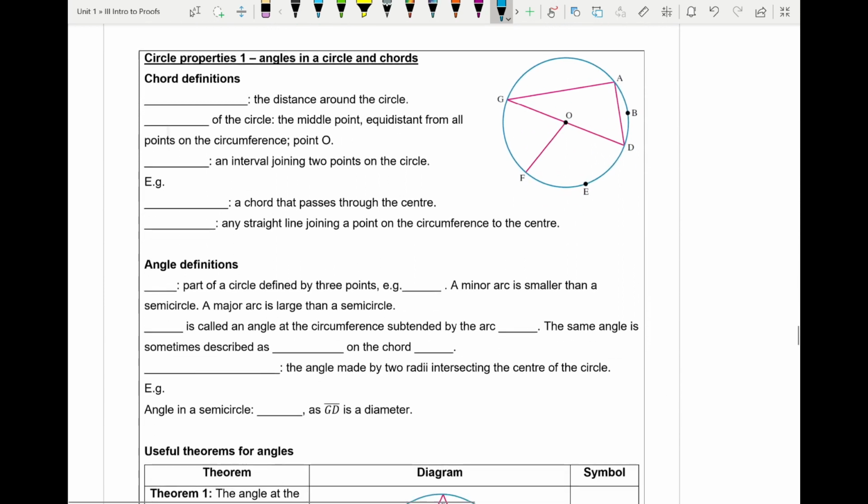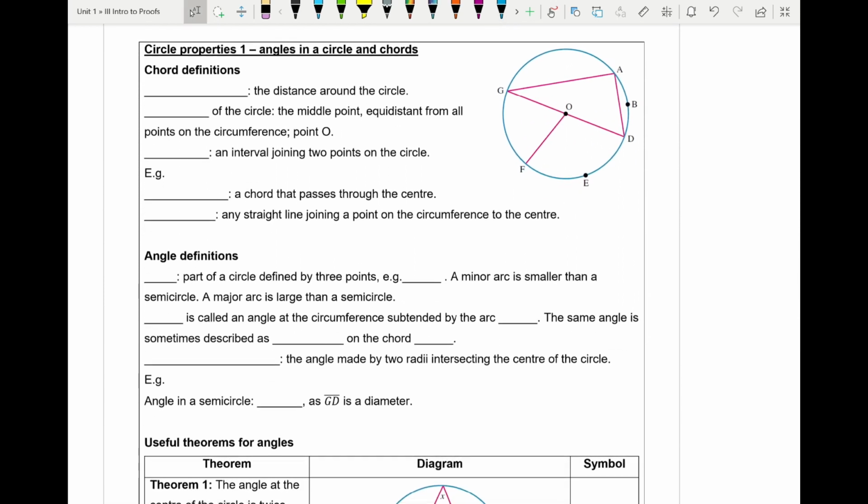Okay, so moving on to circle properties 1. So this is angles in a circle as well as chords. So some definitions surrounding chords. The distance around the circle. So if you were to trace around the circle, the distance that you've gone is of course the circumference, but we also use the circumference to describe the line that's drawing that length as well. We also have that the center of the circle is the middle point, and it's equidistant from all points on the circumference, and we often refer to it as point O, meaning like the origin or the center point.